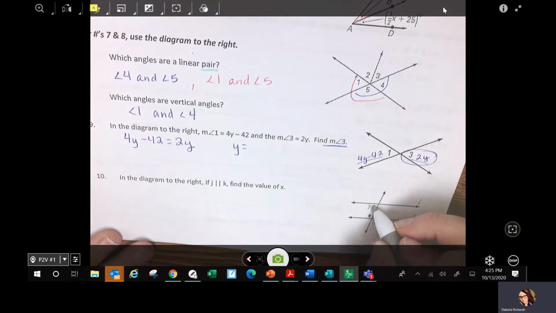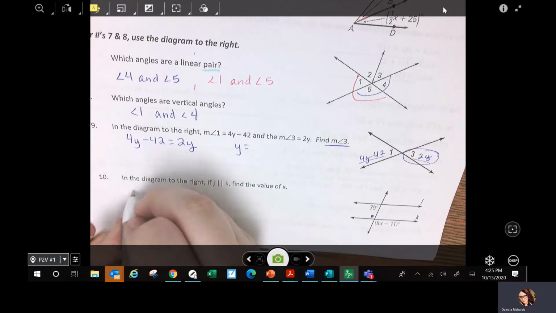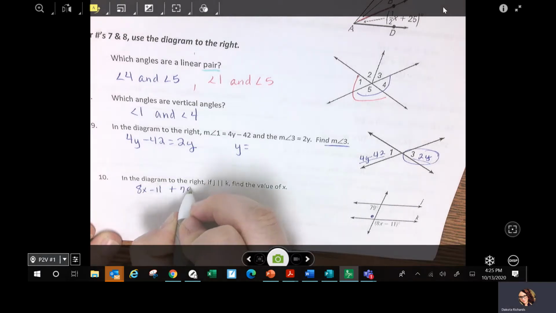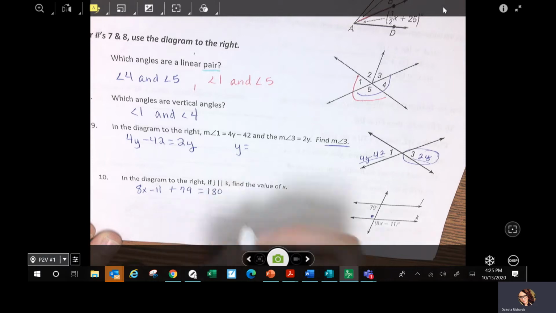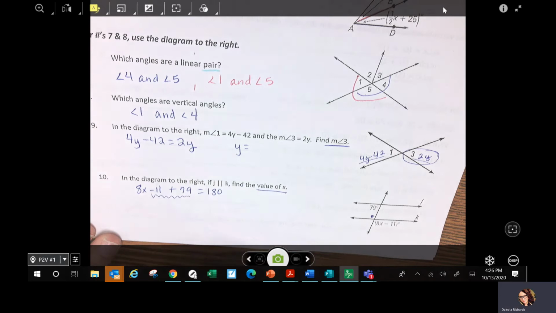So if you take the 79 and this angle added together, they should total up to equal 180, because that's the rule here for same side interior angles. They add up to equal 180. So we're going to do 8x minus 11 plus 79 equals 180. And then once you find x, that's all you have to do. Just solve that equation. First thing you have to do, though, is combine like terms here. Don't forget to do that before you start moving things around.